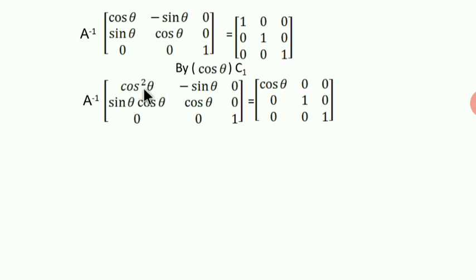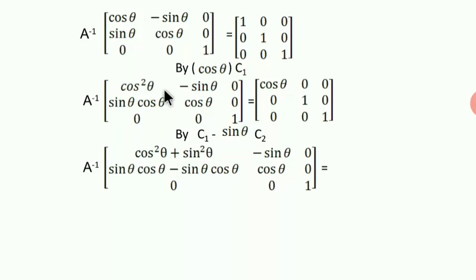And so we perform the column transformation on C1 again. Now C1 minus sin theta into C2, because this minus minus becomes plus. So by C1 minus sin theta into C2, we get A inverse multiplied by the matrix. Here we get cos square theta plus sin square theta, here sin theta into cos theta minus sin theta into cos theta, 0. This is the first column. Second and third columns again as they are. The same transformation applies in the RHS.